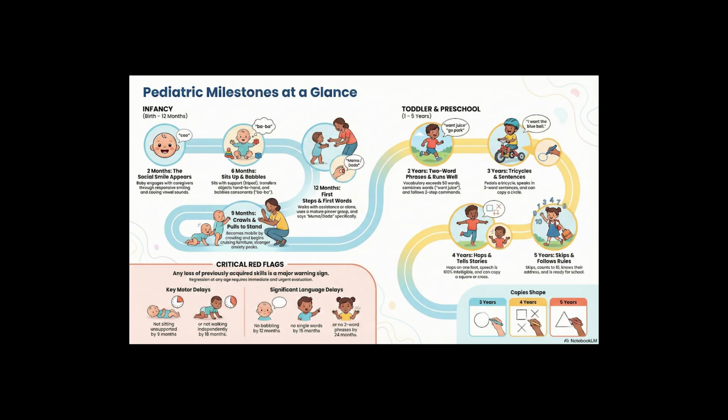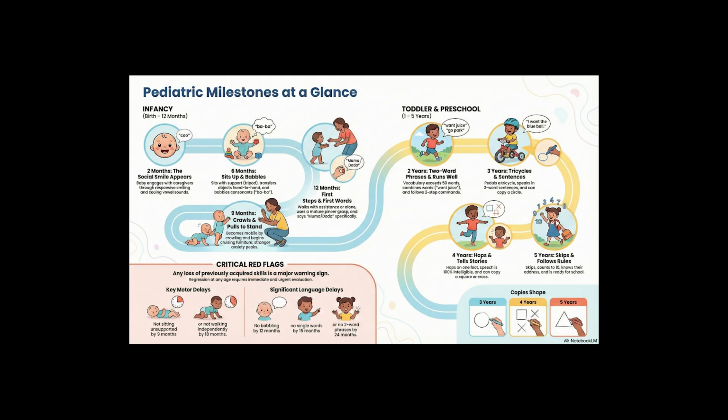And they can follow a one-step command, but with a gesture. So you have to point while you say, give me the ball. You do. They still need that visual cue. And the red flag to close out infancy: no single words by 12 months. Or, even more concerning, any loss of previously acquired words at any age. Regression is always a problem.